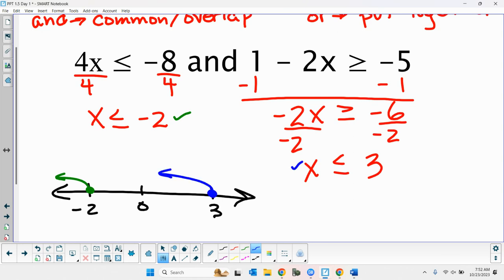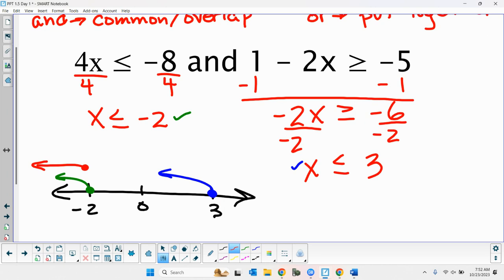Since it's an and, where do they overlap? What do they have in common? From the negative 2 on, right? So, the graph that covers both of these would be the red one, from negative 2 on, because it's what they have in common. It has to work for both.